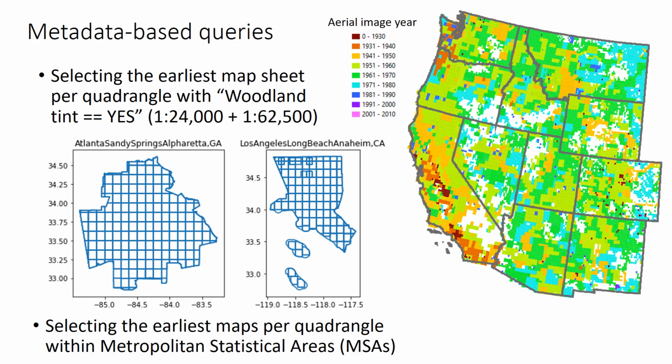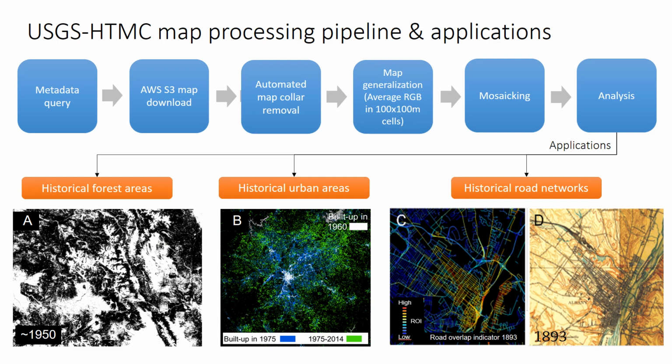Yeah, we can also, of course, do spatial queries if we're working on a specific geographic unit. Say we're interested in metropolitan areas and specific cities, so we can query maps for specific metro areas, of course. And these metadata-based queries are the core of our processing pipeline. So we start off with some metadata query. We download automatically the maps returned by that query from AWS S3.